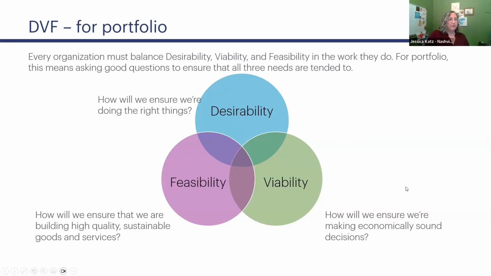So viable is often anchored to money, but sometimes it's money disguised as other things like scope, resources, time. Those are all just money disguised as other things.